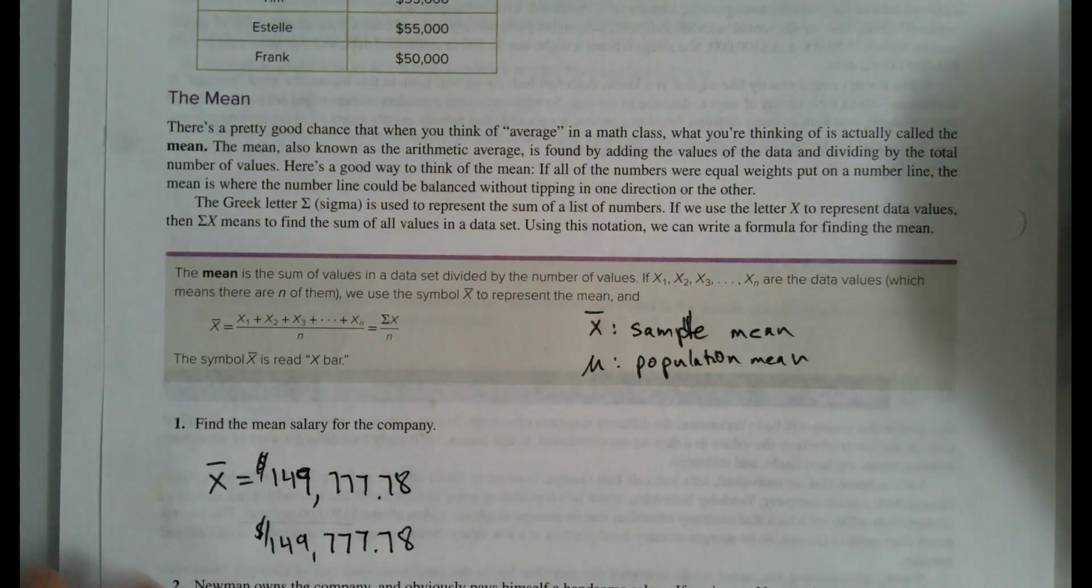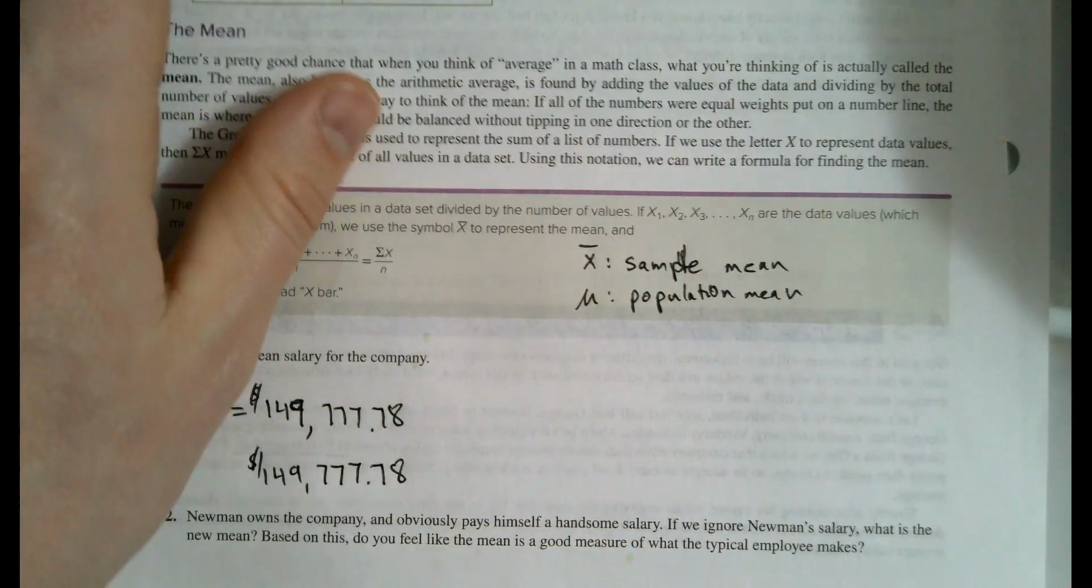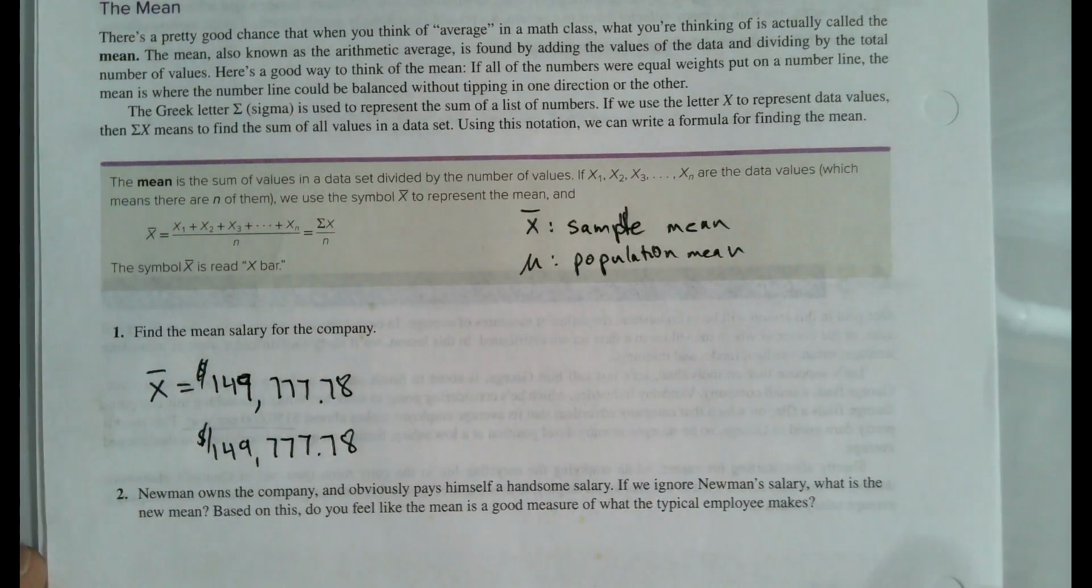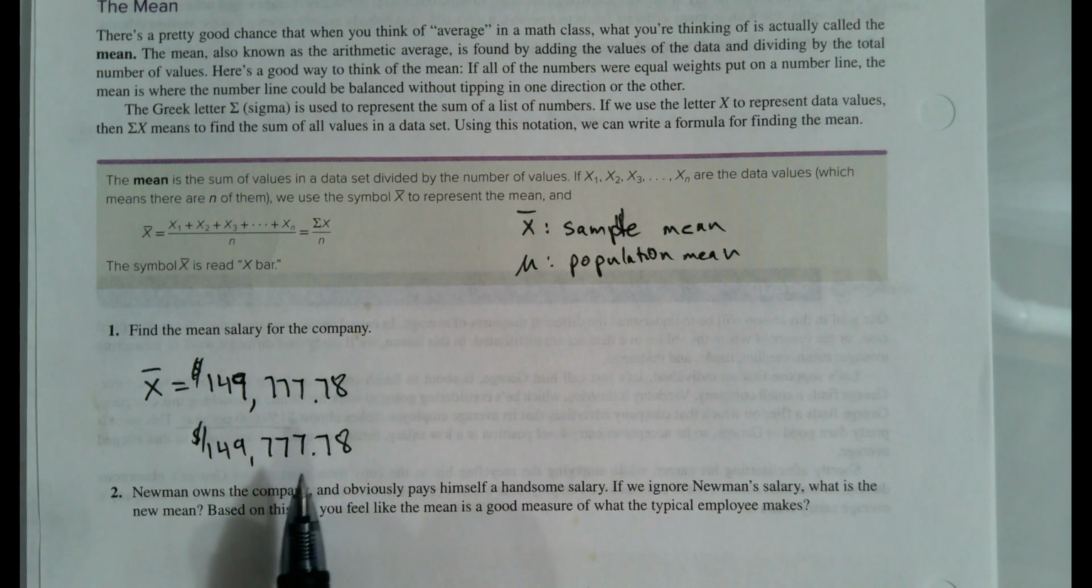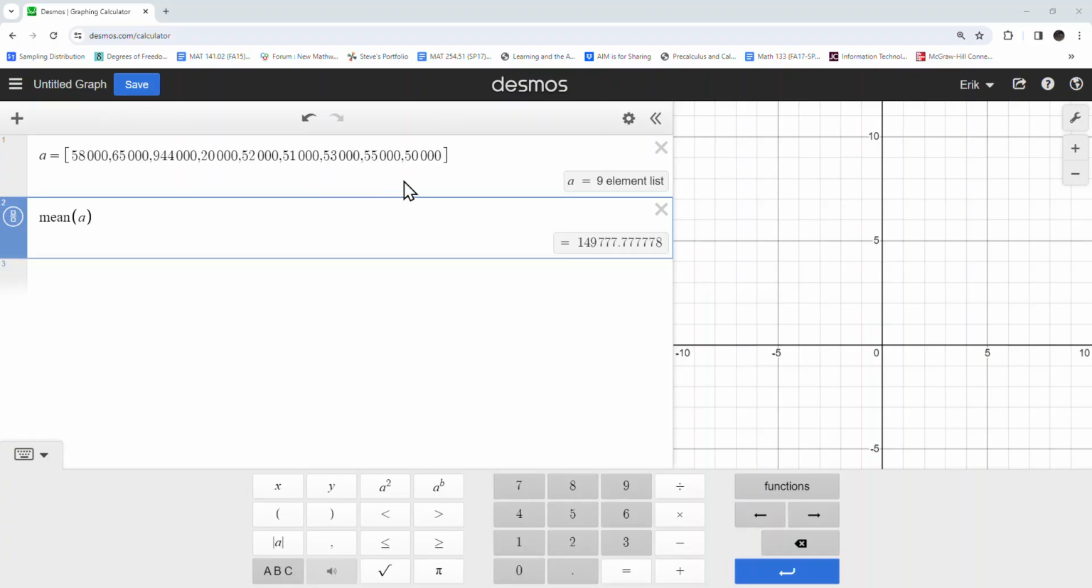$149,770.78. But if you pause and look at the data values themselves, you might notice that, in fact, this is not a very good measurement. Newman makes a lot of money relative to everyone else. So let's recalculate the mean if we remove that data value.